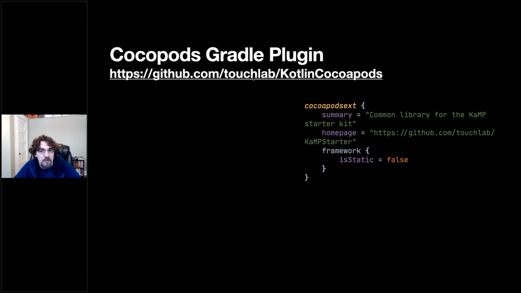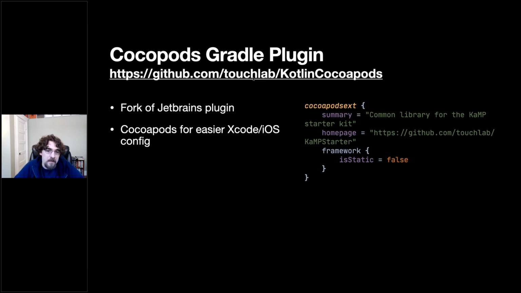Another thing we have on the Gradle side is a version of the CocoaPods Gradle plugin. This is a fork of the official JetBrains plugin. Generally the philosophy around CocoaPods is it uses a bunch of the iOS integration configuration. Without that, you have to manually set up your frameworks and set up a Gradle task to copy that framework over to Xcode. And there are two different ways you could do it that were in different samples for a long time.